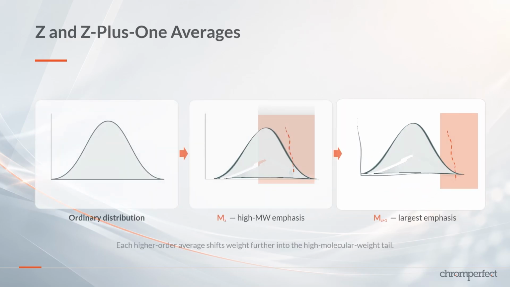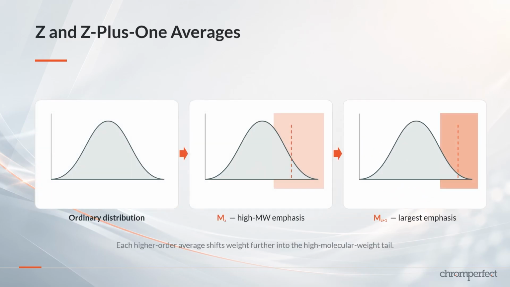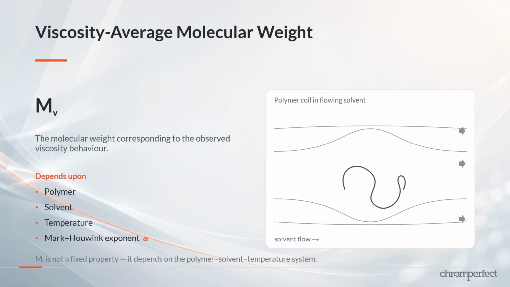The Z-average applies an even stronger weighting to the high molecular weight region. Small-angle light scattering and sedimentation measurements may provide information associated with the Z-average. The viscosity average molecular weight is derived from the effect of the polymer on solution viscosity. Its position relative to the other averages depends upon the Houwink exponent, alpha. For the usual positive values of alpha, the viscosity average normally lies between the number and weight averages.